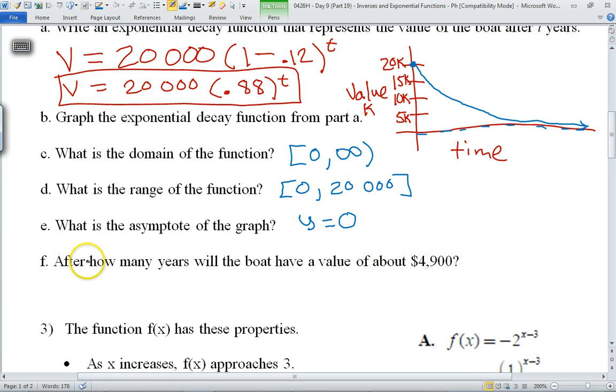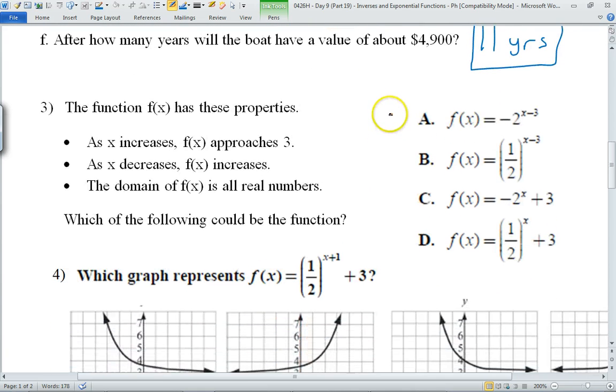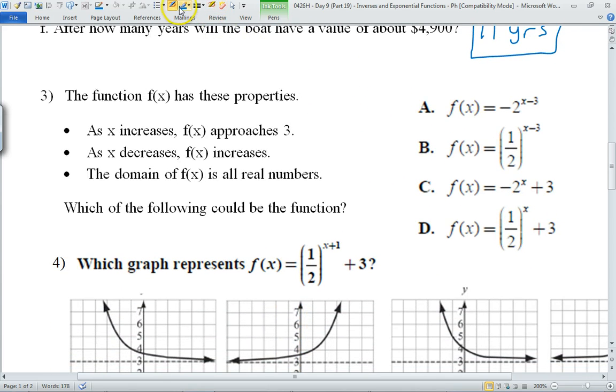So we're going to say after about how many years? 11. Okay, so that was it for number 2. Now look at number 3. The function f of x has these properties.